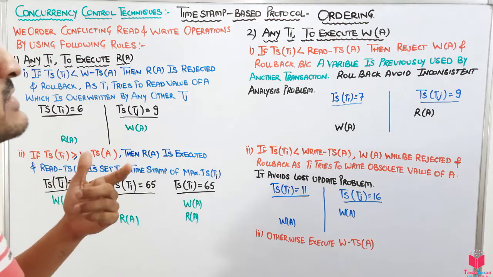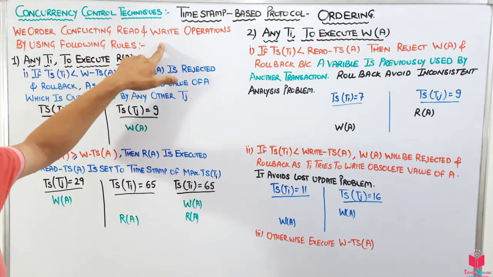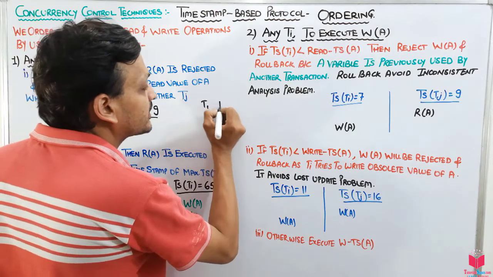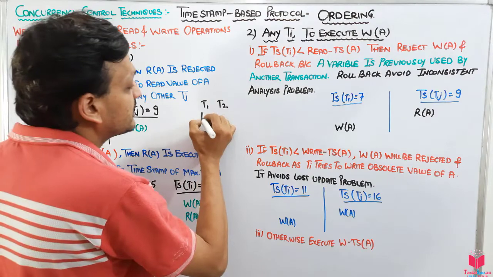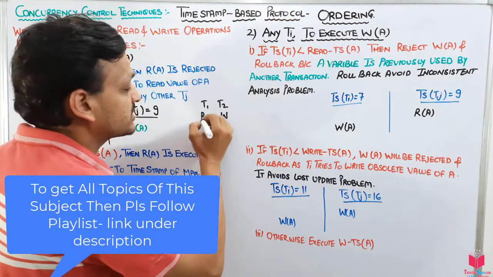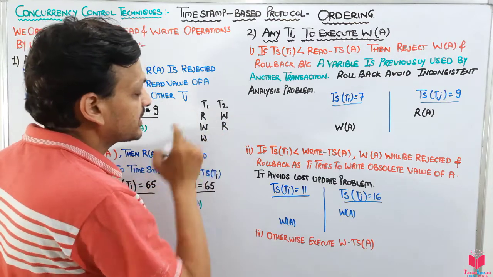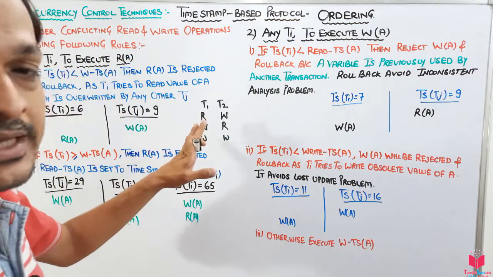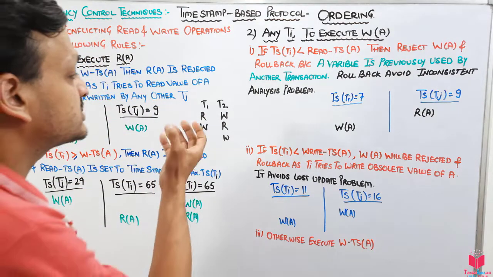In timestamp based protocol ordering, we have to order the conflicting read and write operations. What are the conflicting read and write operations? Suppose we have two transactions T1 and T2. We have already discussed conflicting operations: if transaction T1 is reading, there should not be a write operation; if it is writing, there should not be a read operation. If transaction T1 is writing, then T2 should not be performing a write operation. If they do, these are conflicting operations.